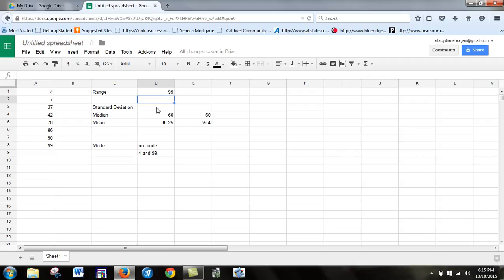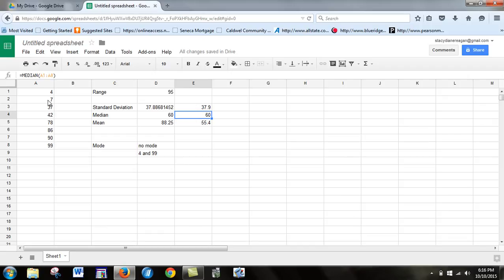Standard deviation is basically a measurement of how much your data changes. Again, in Google, you just hit equals, start typing standard deviation, and you'll see it appear. Highlight your numbers that you're trying to find the standard deviation for and hit enter, and it gives it to you. Remember, the round off rule is one place past your original data, so we would say 37.9 would be my standard deviation.